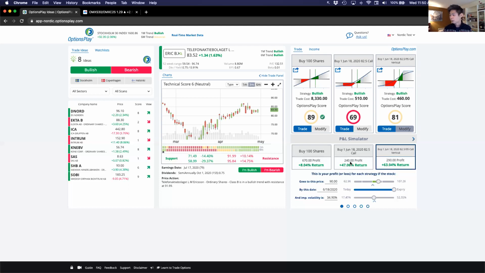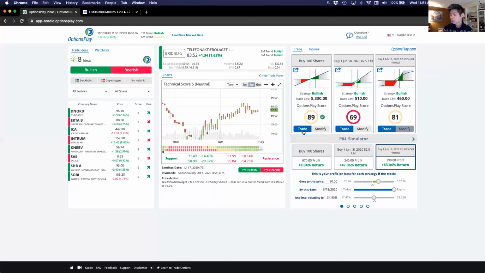A much better play here is to utilize a strategy like a vertical spread, because we're bullish on Ericsson B. But since we have an expiration date of June 18th, which is only 50 days away, in reality Ericsson B is unlikely going to go to 120 or 130 during that time. It's going to have some limit as far as how far it can go. So if we can save 10% on risk and save 10% on the cost of the trade, it boosts our return, because now instead of risking 510 crowns, I'm only risking 460 crowns. And by selling the 95 crown call, I'm collecting 50 crowns.